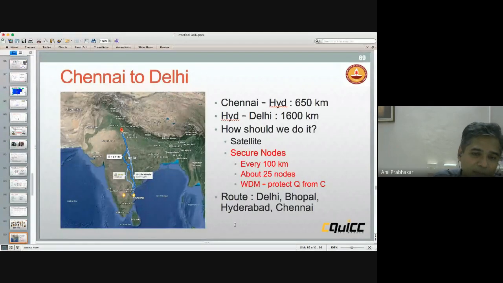And we are hoping that we'll be able to do this. This will become something very similar to what China demonstrated between Beijing and Shanghai. And if we are successful on it, I think we would have established quantum communication as a backbone.